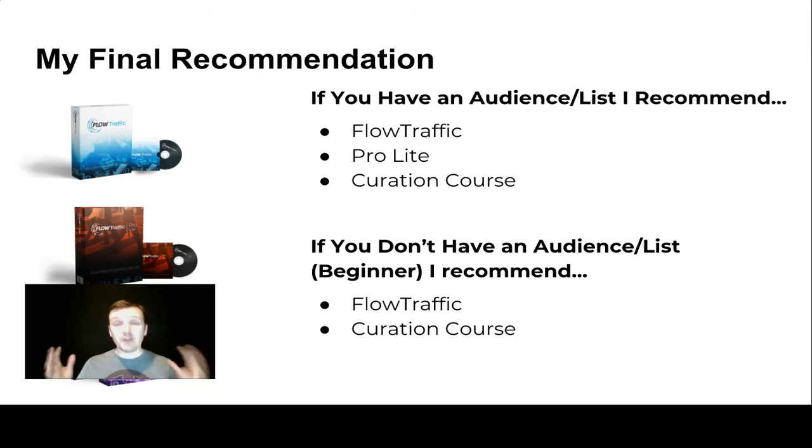So my final recommendation here, if you have an audience or a list already, then I would recommend that you go get FlowTraffic so that you can continue to find and use viral content to build your engagement, and then have that audience of yours continue to spread that engagement throughout their social media accounts. And then, of course, I would recommend at that point you get Pro Lite. Unless you have a team, you should go get Pro. But I would recommend Pro Lite for most people that I know. Affiliates are out there doing most of the work by themselves because, why not save the $20, right?